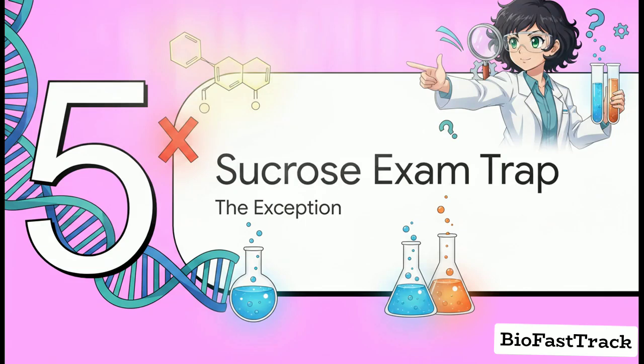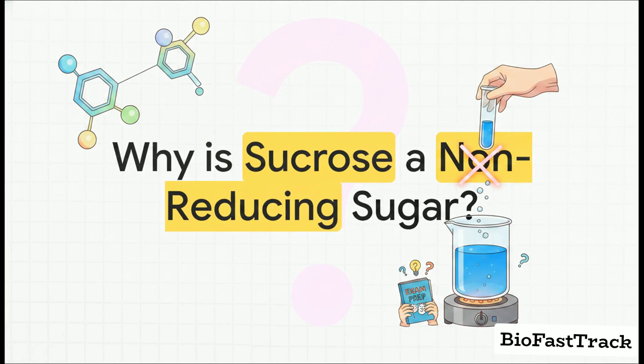All right, Section 5, the sucrose exam trap. This specific exception right here is an absolute favorite for examiners to trip you up on when it comes to the Benedict's test. So, here's the deal. If you test ordinary table sugar, sucrose, with Benedict's reagent, the test will be totally negative. It's just going to stay blue. But wait, sucrose is a disaccharide made of glucose and fructose, both of which are reducing sugars on their own. So why on earth does their combination suddenly fail the test? You need to know exactly why for your exams.